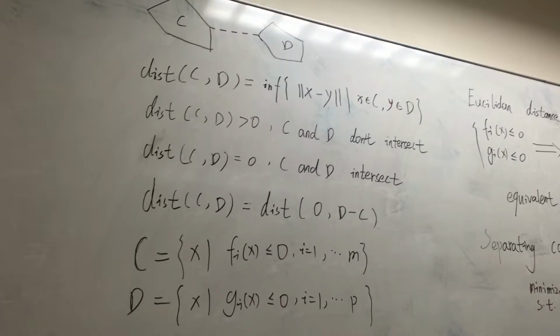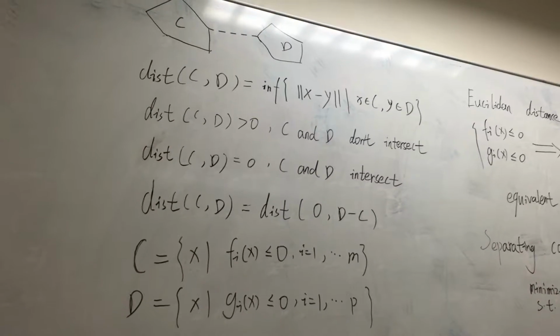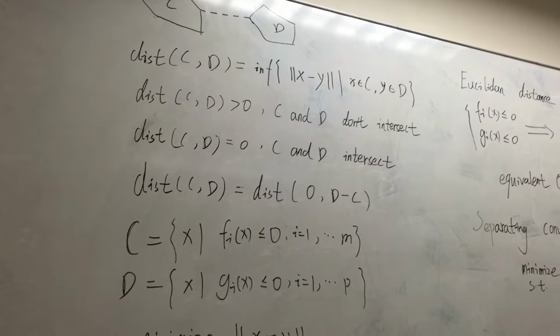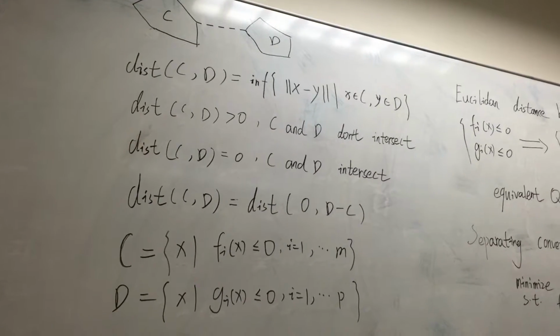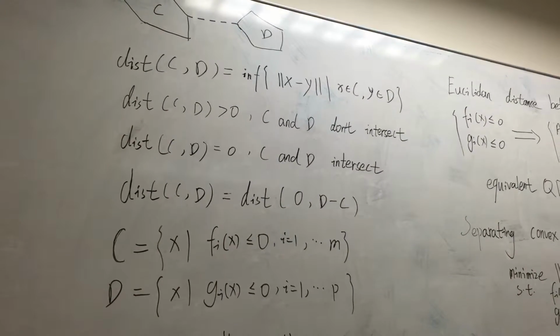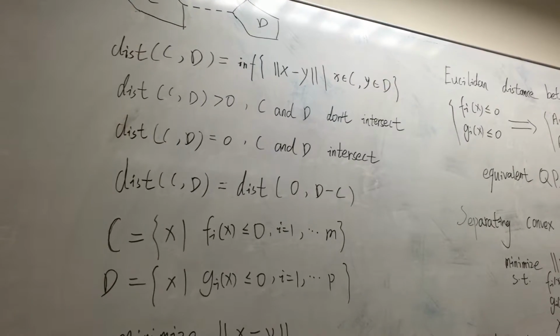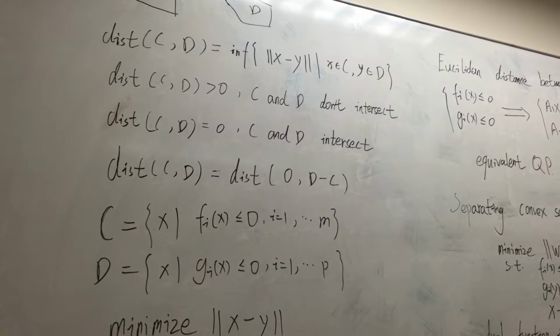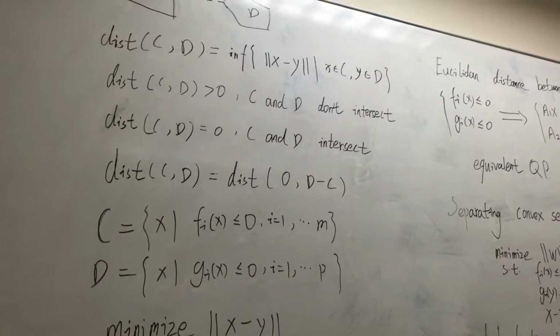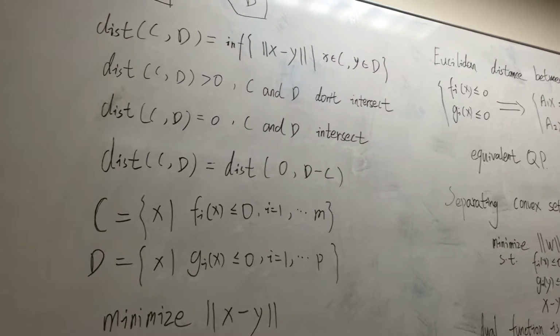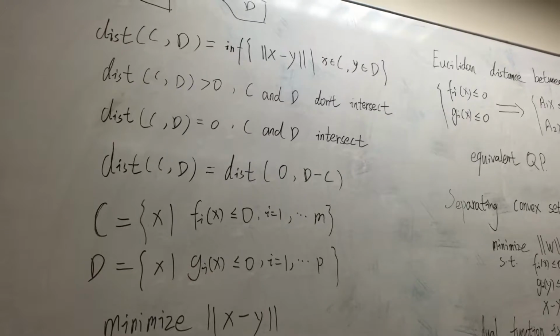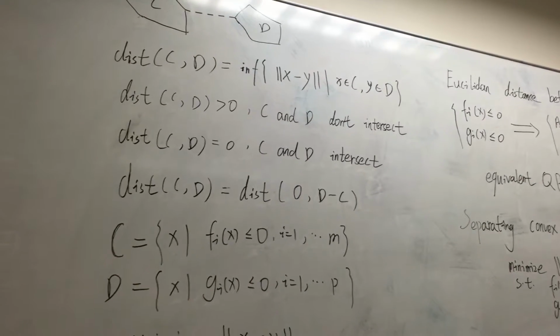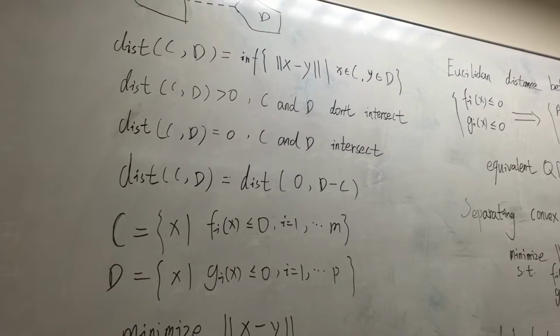Hi everyone, today we are going to talk about the distance between two sets. The distance between two sets we can form in a norm formulation. The distance between C and D we can write as the norm of x minus y, where x belongs to C and y belongs to D.